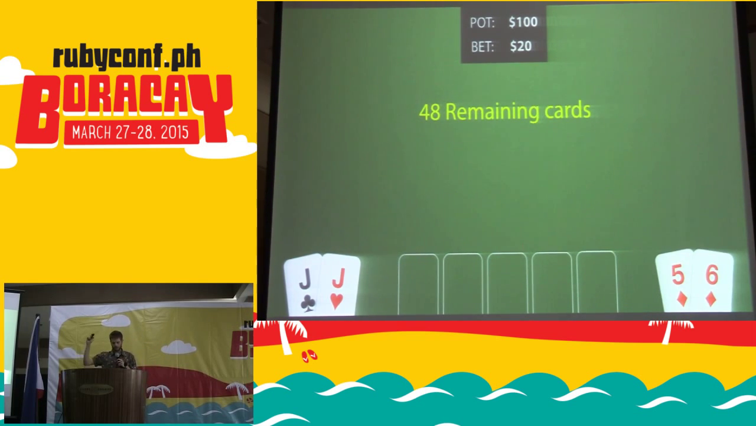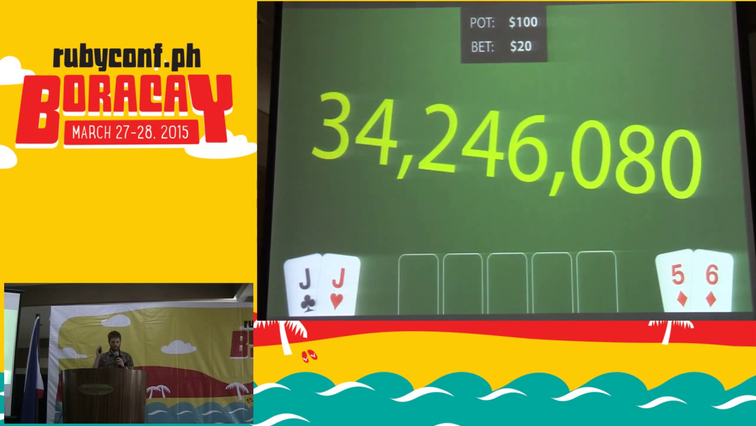There are 34,246,080 different possibilities of a flop, turn, and river. Some of them will give us the win, and some of them will not. Which one will and which one won't? I don't know. That's way too much to be able to figure out in your head. So this is why we need something to help us.